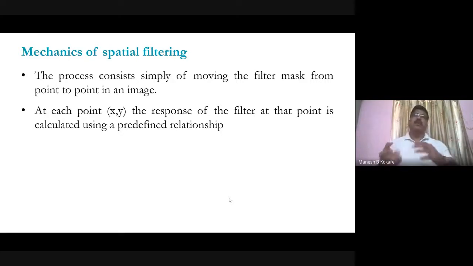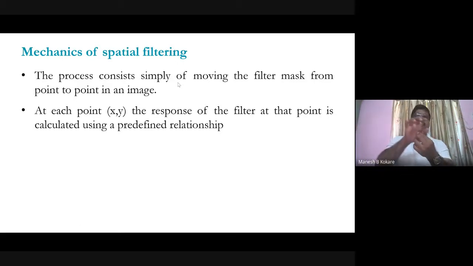So here in this basic computer vision task, we'll be restricting our filtering to spatial domain filtering. The mechanics of spatial domain filtering is that this process consists simply of moving the filter mask from point to point of the image. That means on the pixel under consideration, the center of that mask is kept, and then the filtering or convolution of that mask with the neighboring pixels of the image is done, and finally you get the filtered coefficient.